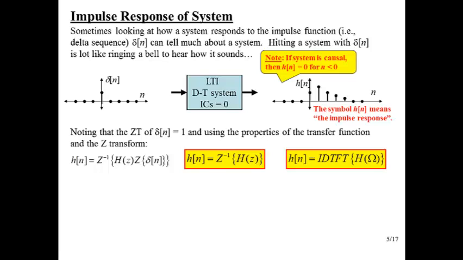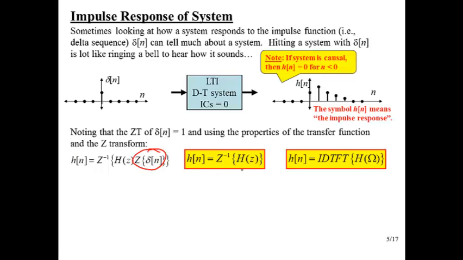We can see that the z transform of delta of n is equal to 1. So using the property of the transfer function, we can find the inverse z transform of h of n. This is just an input, so we're going to take its z transform times h of z, then take the inverse z transform to get the output. We just use the symbol h of n to represent the impulse response. But since this is 1, all we have left in there is h of z.